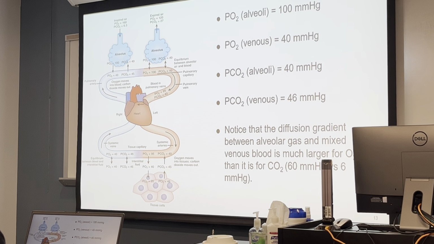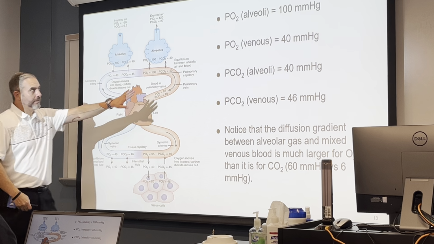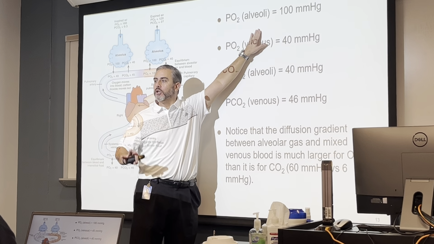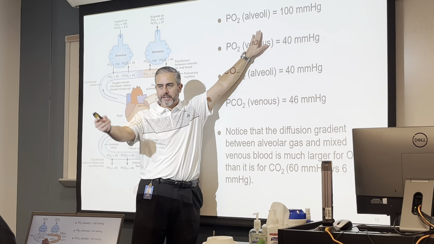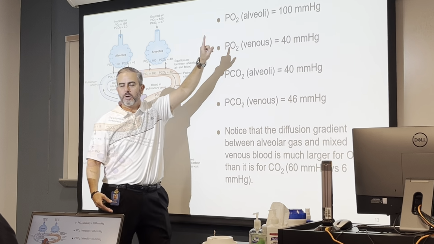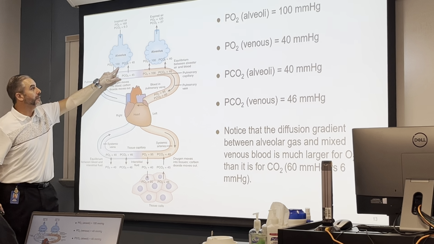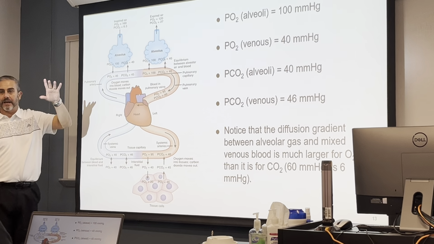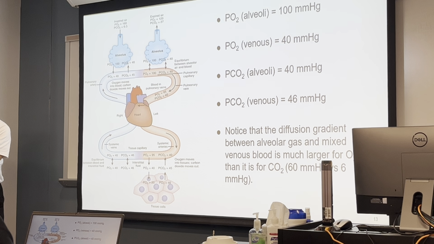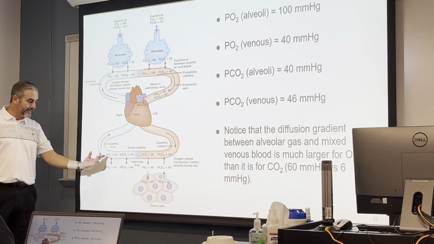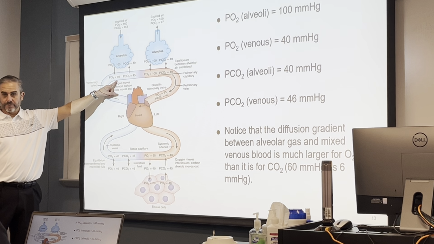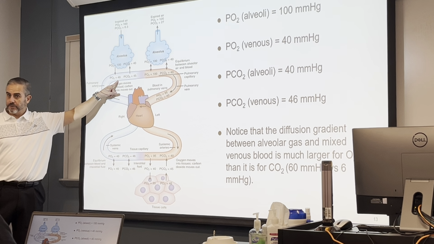The normal partial pressure of oxygen in the alveoli, breathing room air like you and I are, is normally around 100 millimeters of mercury. By the time the body's extracted the oxygen that it needed, on the venous side, the partial pressure of oxygen is around 40 millimeters of mercury.